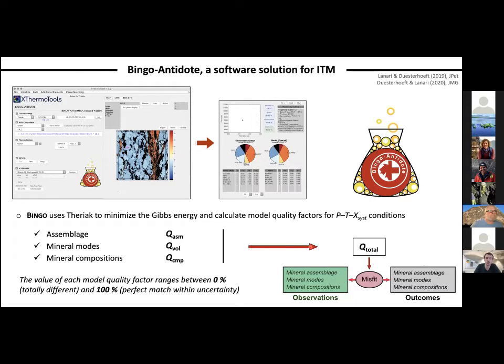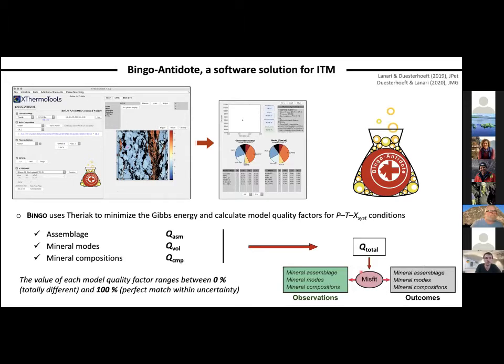But if one wants to do this comparison, we have to come up with a way to evaluate how they match. And we came up with this idea of model quality factors. Those are parameters ranging between 0 if the results are completely different, and 100% if we have a perfect match within uncertainty. And we have three factors: the QASM for the assemblage, the Q volume for the mineral mode, and the QCNP for the mineral composition. You can combine them to get a Q total that would be your misfit parameter. So that's the first part, bingo.